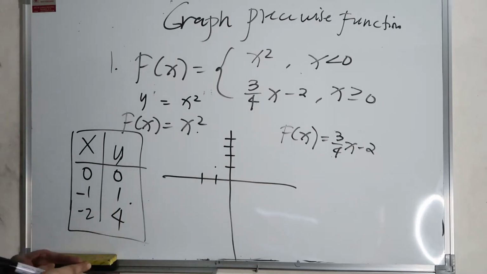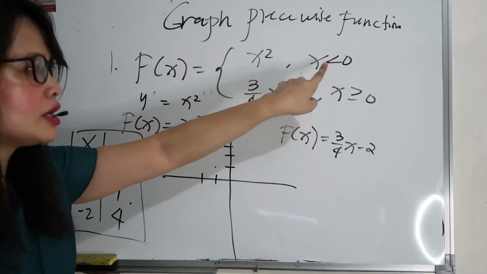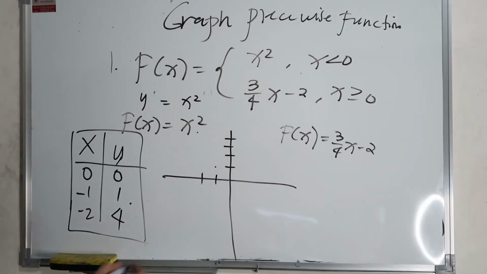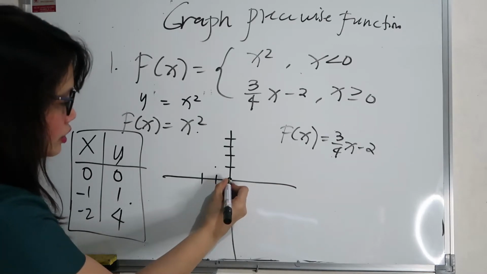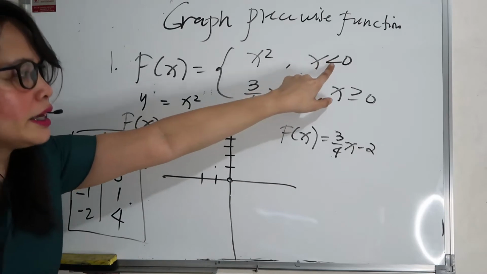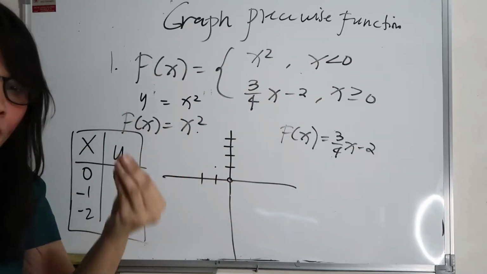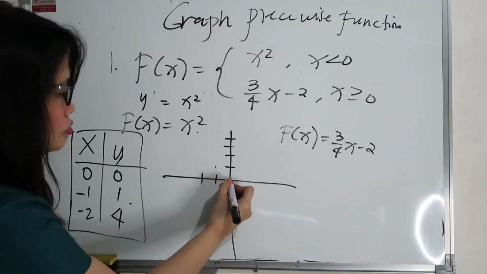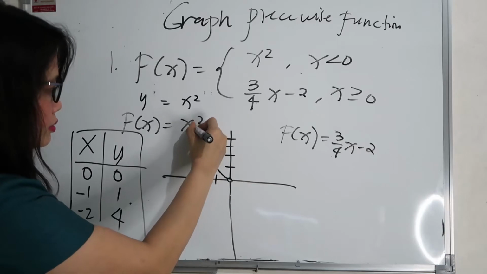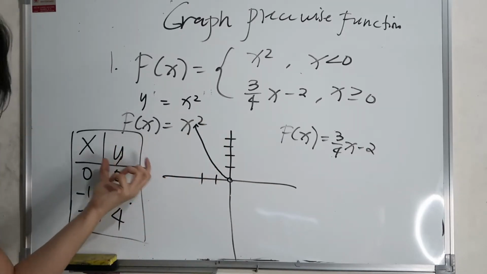Going back to the condition, x must be less than 0. So meaning 0 is not included. So you need to come up with an open circle, because it's a condition: x is less than 0, so 0 is not included. You draw an open circle, and then you connect the points. So that is the graph of the first function.